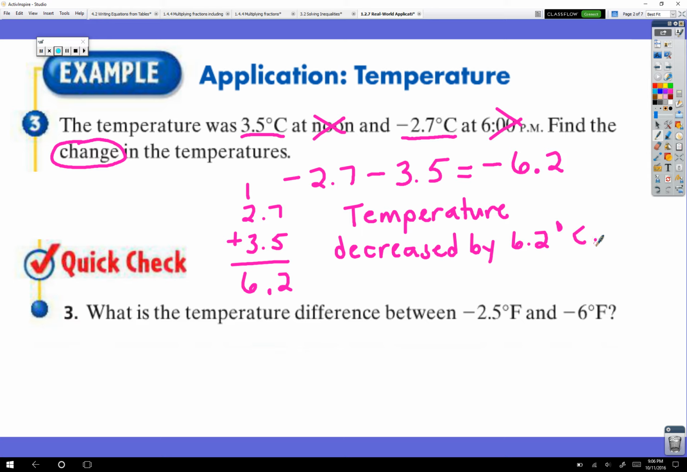Okay, the next one says quick check. It asks for the temperature difference between negative 2.5 degrees Fahrenheit and negative 6 degrees Fahrenheit. Pause the video. Take time to try to figure this one out on your own. Write an equation and then solve it, and then check back to find your answer.